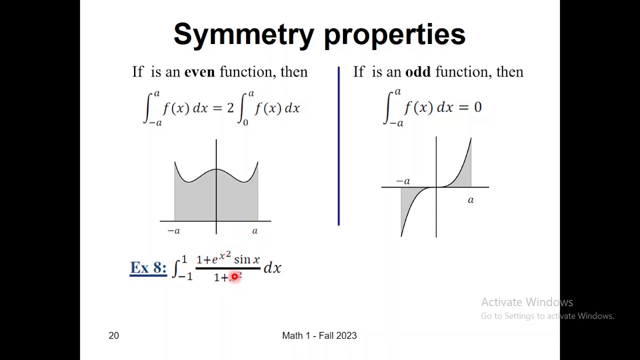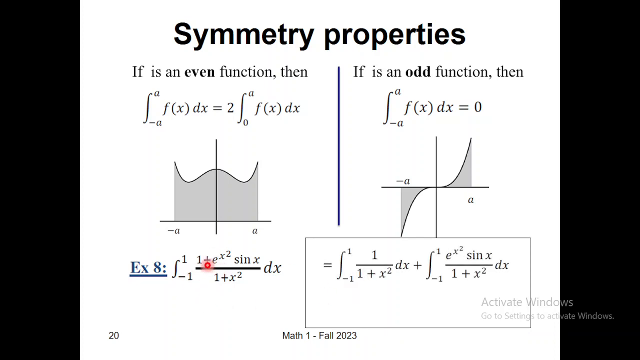Now, if you have a look, this function is not even and also is not odd. But you can consider this function to be the sum of two functions: 1 over this denominator plus this function over the same denominator. Now, this function is clearly even because if you replace x with negative x, the result will be the same. And this function is odd because if you replace x with negative x, then this sine x has an extra negative sign. So this function is an odd function. If you integrate an odd function over this symmetric interval, the result will be 0. So this part of the integration will be 0.